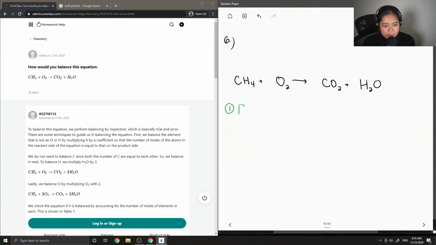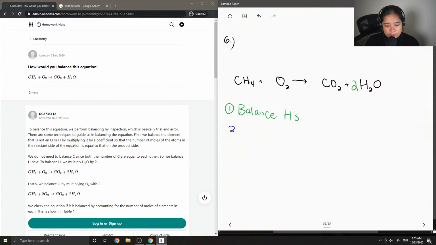So the first step is just to balance my hydrogens. On our reactant side, there are 4 hydrogens, and on our product side, there are 2. So I'm just going to put a coefficient of 2 in front of H2O just to show that we need 4 hydrogens on the product side as well.